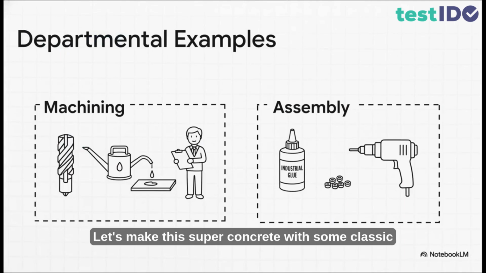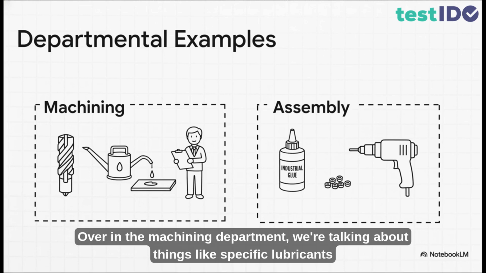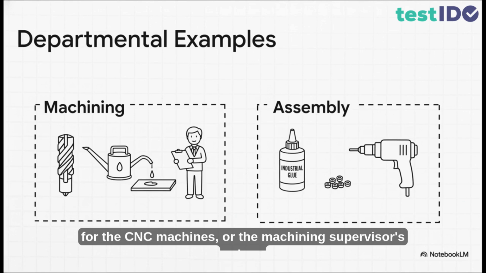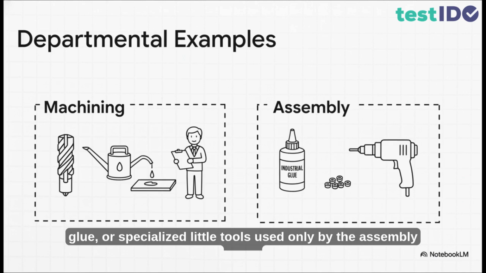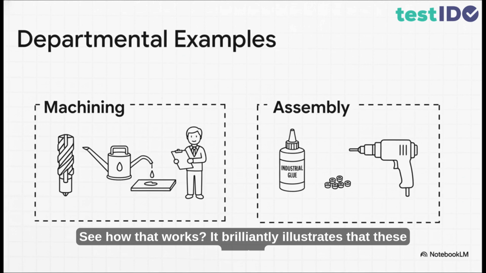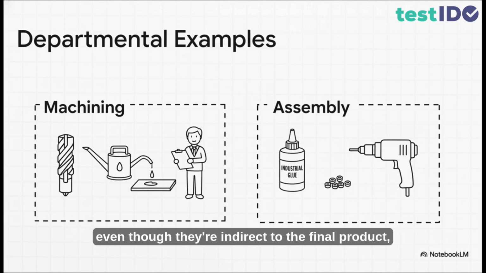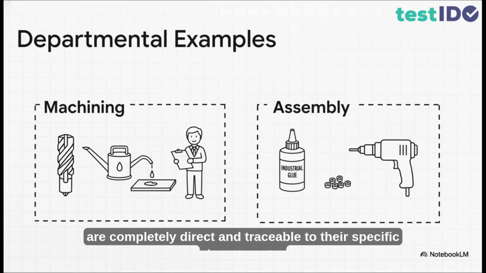Let's make this super concrete with some classic examples the CMA exam loves to use. Over in the machining department, we're talking about things like specific lubricants for the CNC machines or the machining supervisor's salary. If we stroll over to the assembly department, their overhead is stuff like small rivets, glue, or specialized little tools used only by the assembly crew. See how that works? It brilliantly illustrates that these costs, even though they're indirect to the final product, are completely direct and traceable to their specific departments.